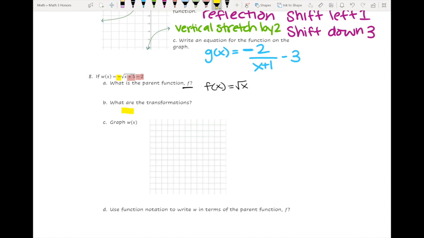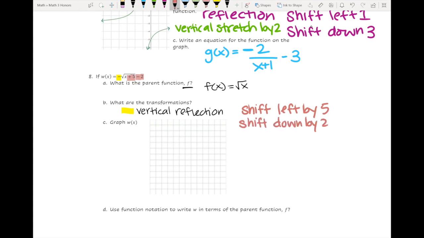As far as the transformations go, again, I highlighted them. The yellow one, that negative, is a vertical reflection. And then the pink ones are both translations, like a shift. The 5 is in the square root with the x, so it is going to go horizontally like x's do. In fact, we had to shift to the left by 5. And then the -2, that's not under the square root, so it'll go like y's do, up and down. It will actually shift down by 2. Okay, so there are our transformations.